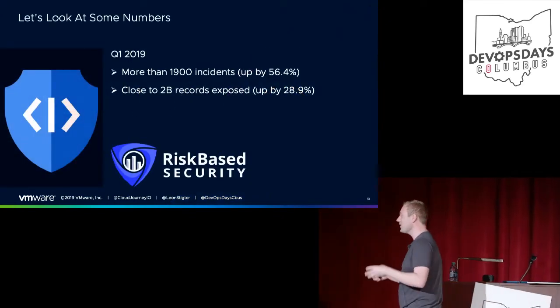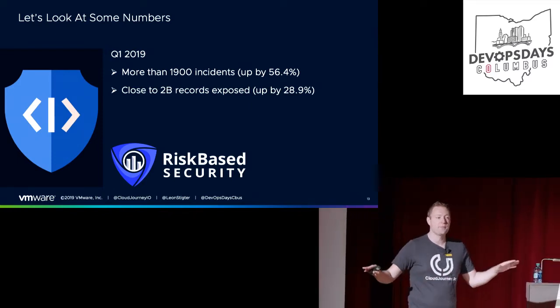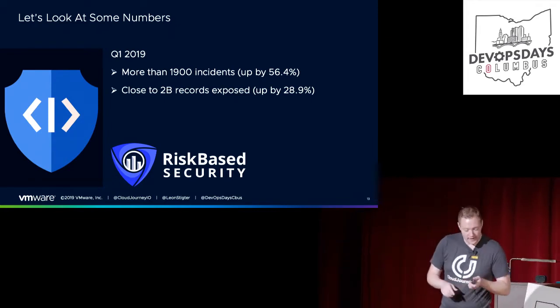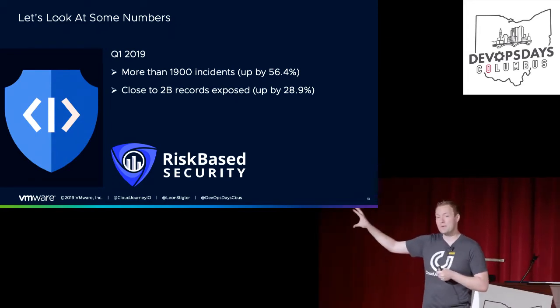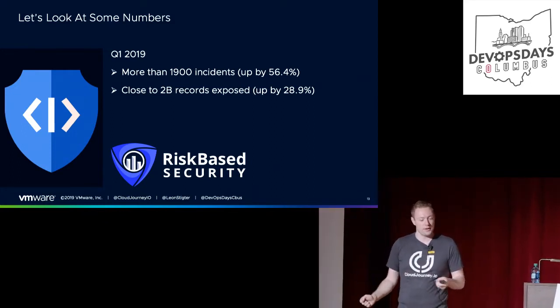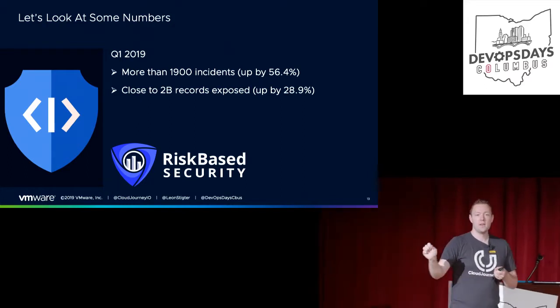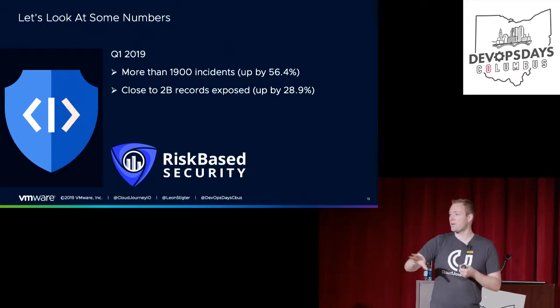So I worked with a company called Risk-Based Security. They do massive research on security breaches. And in the first quarter of 2019, more than 1,900 security incidents were reported. And that is up by more than 55% versus the first quarter of last year.